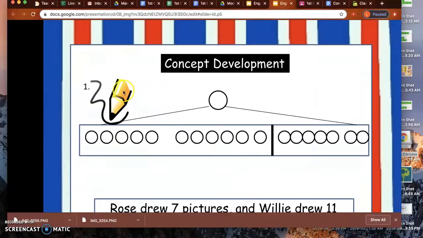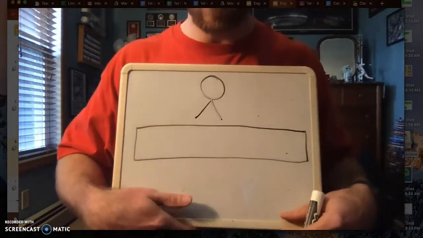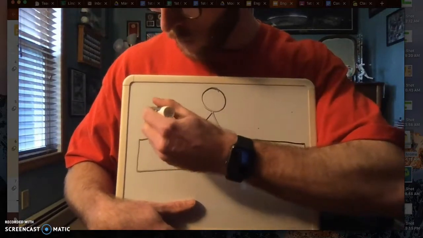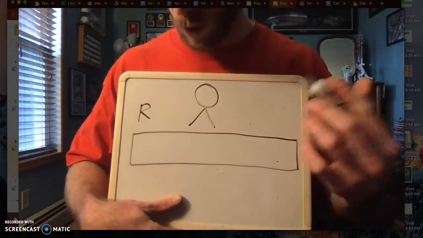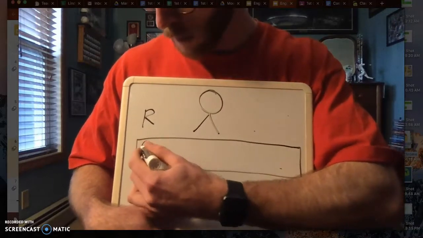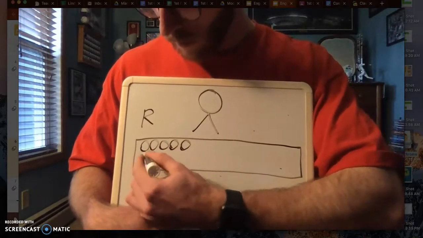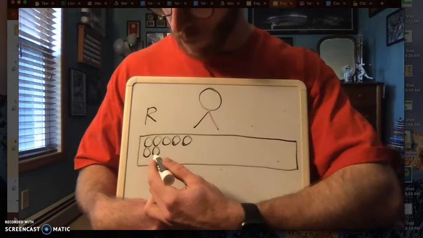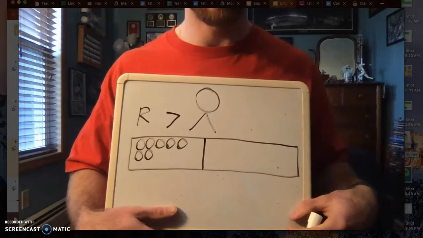So let me get this into my big screen. All right, so I have my tape diagram drawn out, and it's empty. And it started by saying Rose drew 7 pictures. So I'm going to put an R up here, and I'm going to draw out the information that the word problem said. So if Rose drew 7 pictures, I'm going to draw 7 circles. Do it with me. 1, 2, 3, 4, 5, 6, 7. So we have 5 on the top, 2 on the bottom.